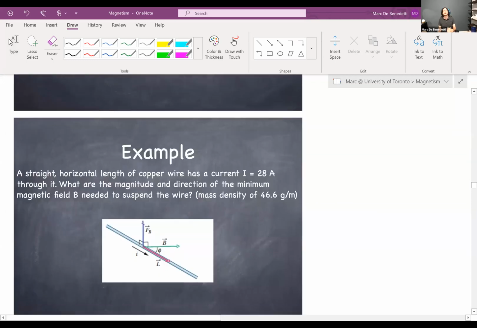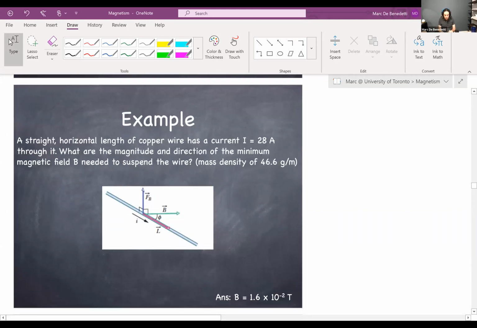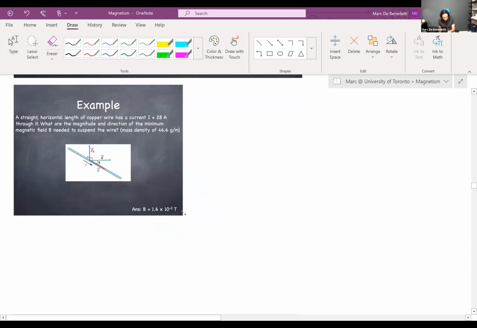Okay, now that we've sort of got that sorted out, let's do an actual worked numerical problem. So a straight wire, or sorry, a straight horizontal length of copper wire is known to have a current of 28 amps.